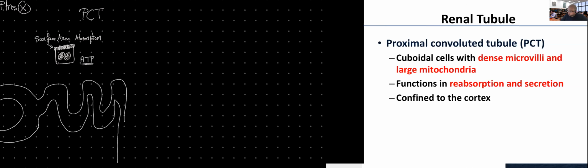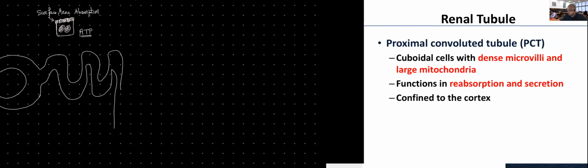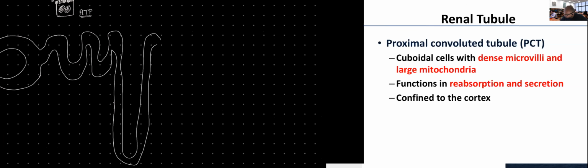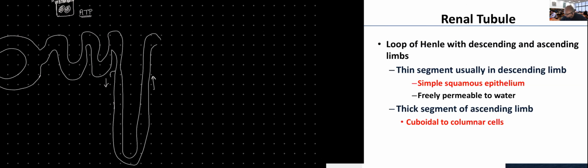Proximal convoluted tubules are going to be mainly responsible for reabsorption. Moving on to the next portion of the kidney tubules, this is going to be the loop of Henle. The loop of Henle, as we mentioned, has a descending limb and an ascending limb. The descending limb and part of the ascending limb are going to be formed by the thin segment of the loop of Henle.